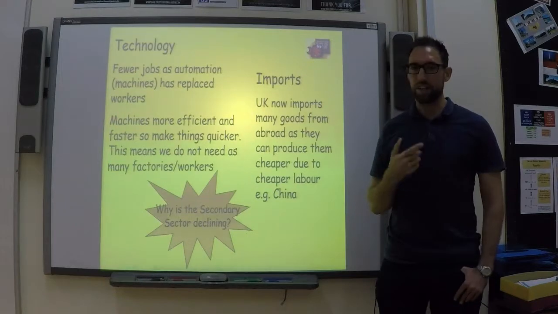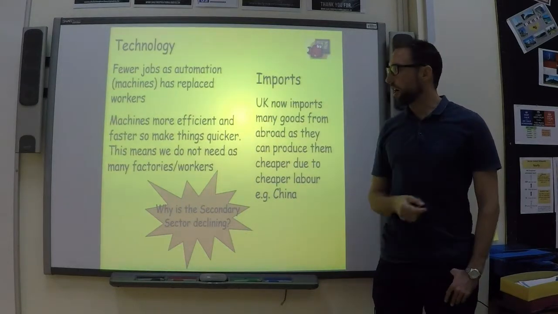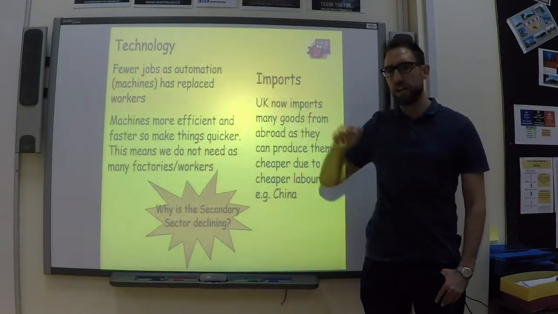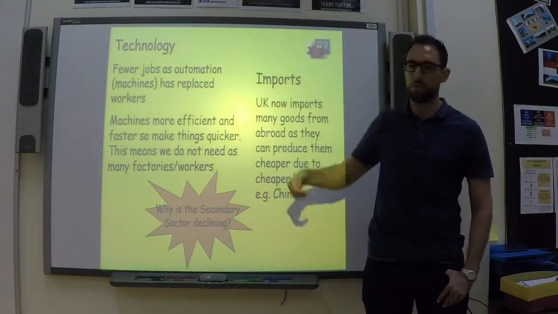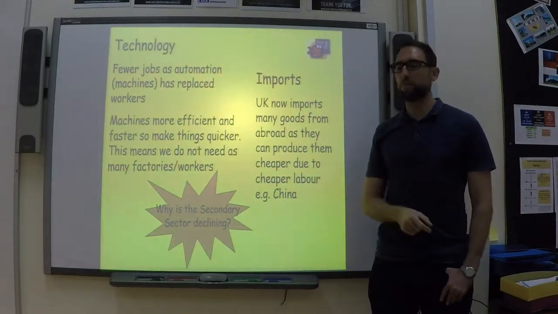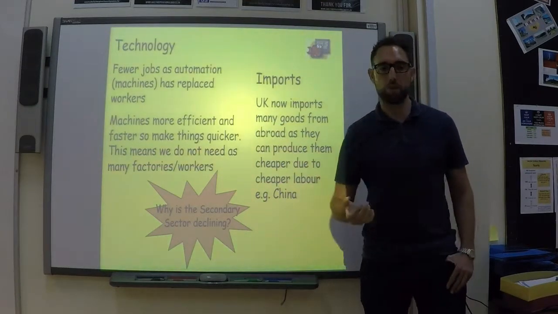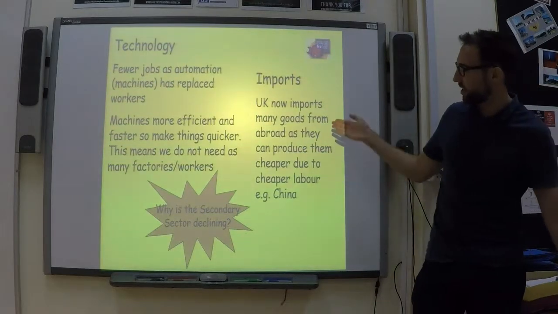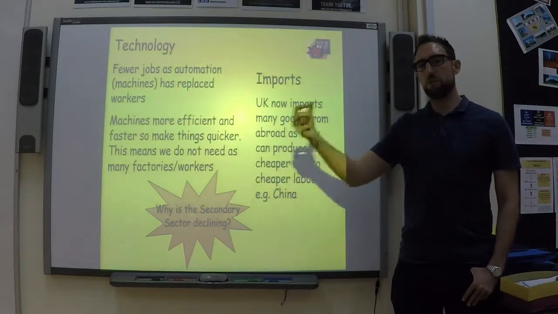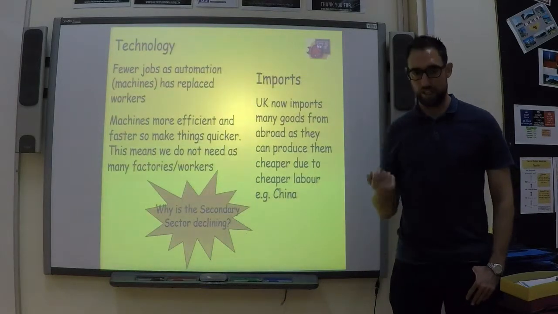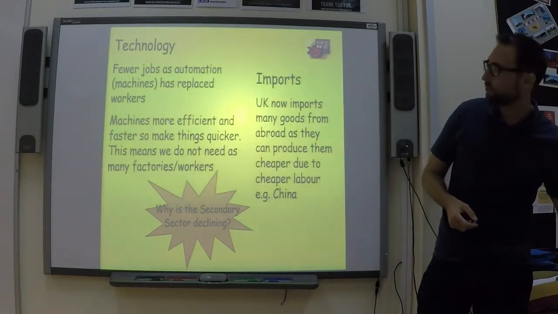If you get asked about why there's less people working in these sectors, it's because there's fewer jobs, because of automation. That word you'll come across many, many times in business studies. Automation just means machines. Workers are being replaced by machines. Machines are more efficient, they're faster, so we have less people working in these sectors. But this is the real big one, guys, that most of the stuff now is coming from abroad. It's being brought into England from other countries like China because they have cheap labour there.